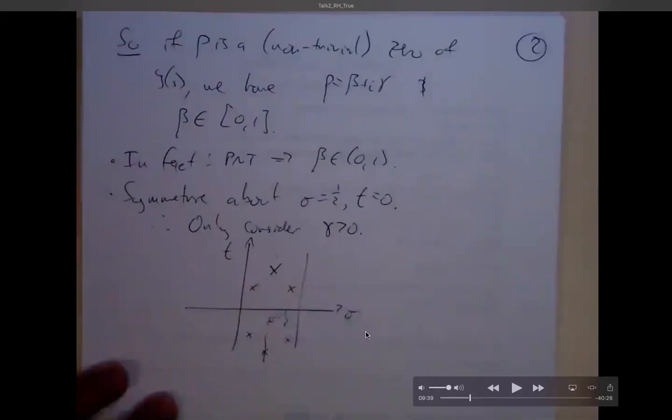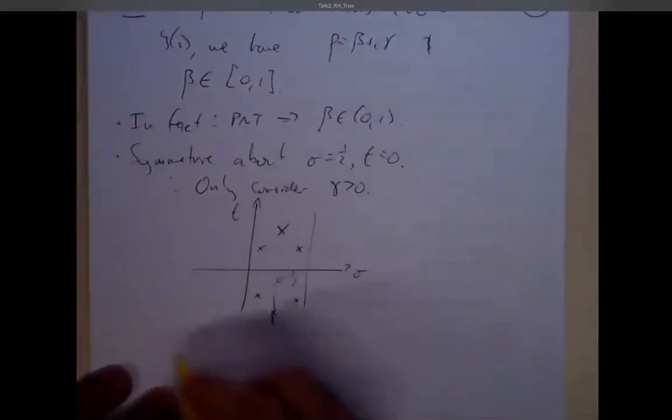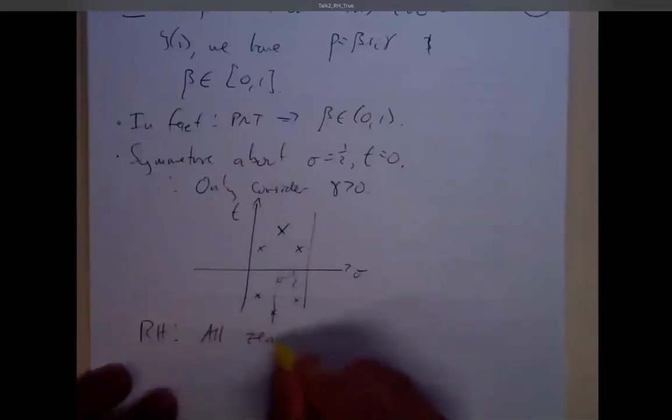But I'm not going to consider what happens when t is less than 0. Everything's symmetric; there's no extra information there. So we're only going to consider non-trivial zeros, and we're only going to consider the real part bigger than 0.